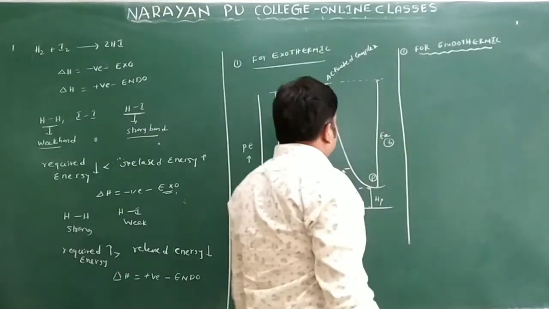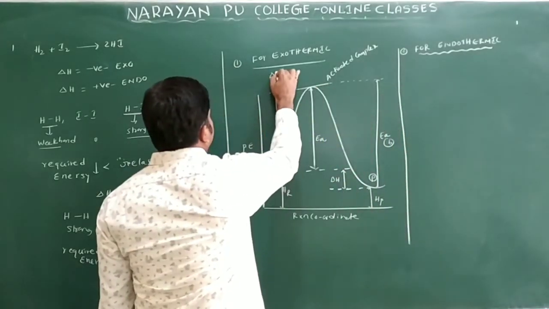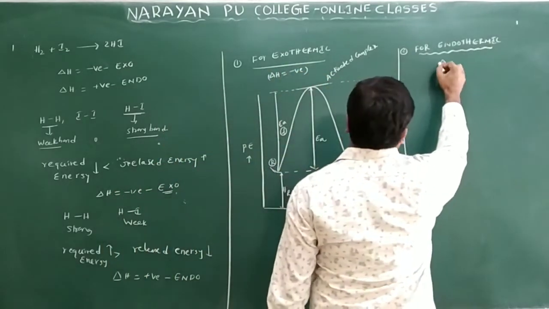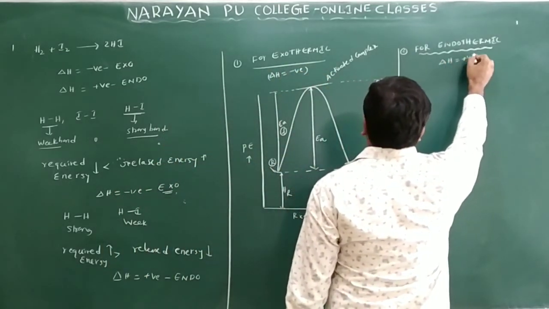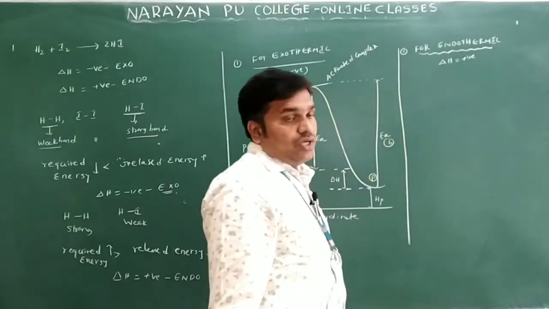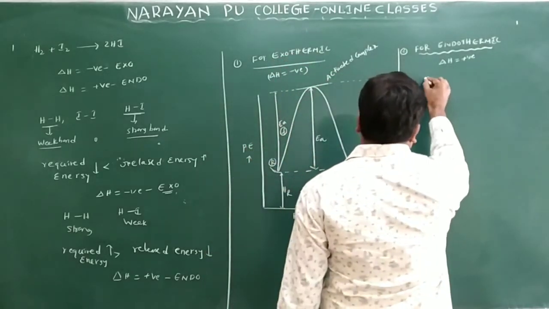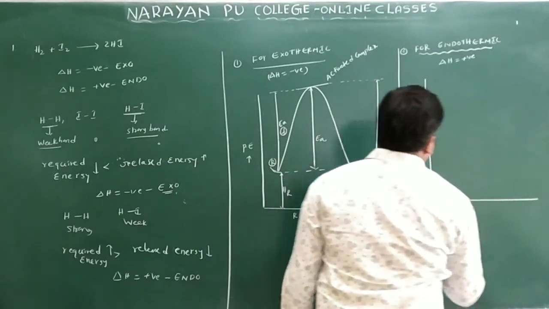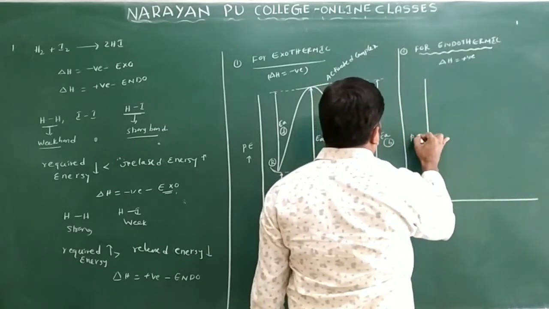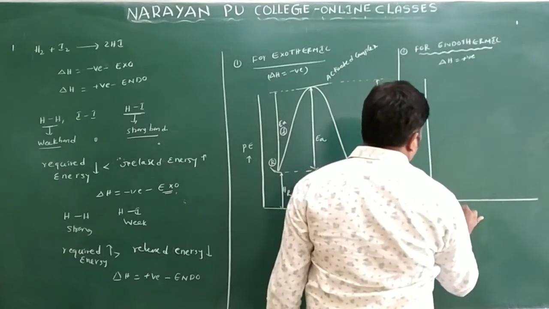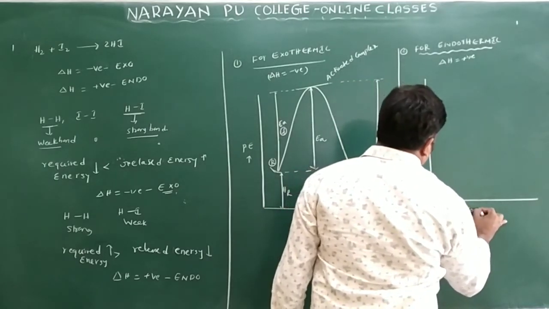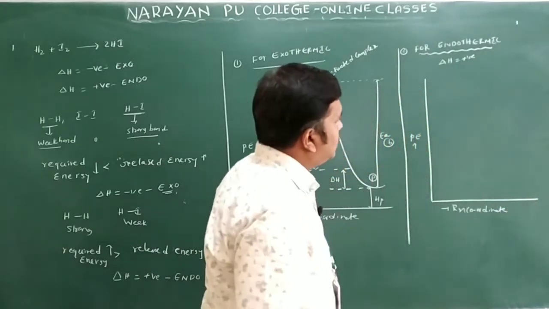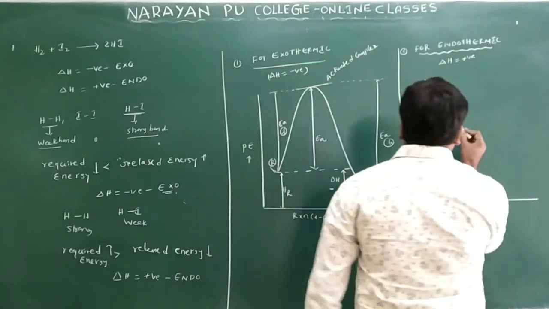For exothermic, delta H is equal to negative. For endothermic, delta H is equal to positive. Now you have to draw the same graph, that is potential energy versus reaction coordinate. Now we will see for the endothermic reaction.